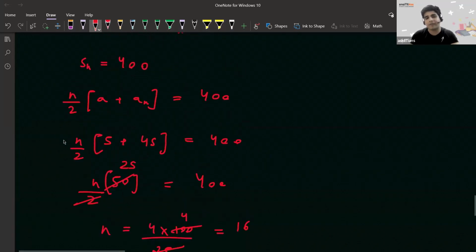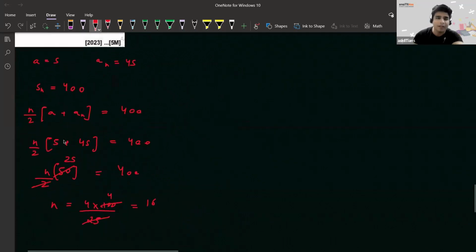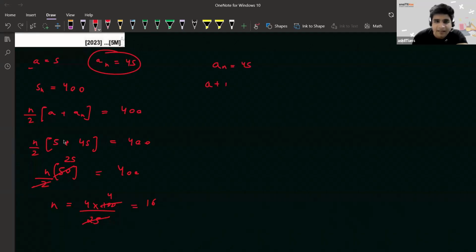What is my common difference? An is equal to 45. That is a plus n minus 1 d is equal to 45. A is what? A is 5. N is what, everyone? 16. 16 minus 1 d. D I have to find out is equal to 45. 16 minus 1 is 15. So it is 15d, everyone.